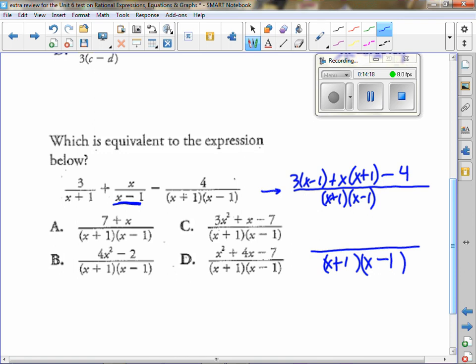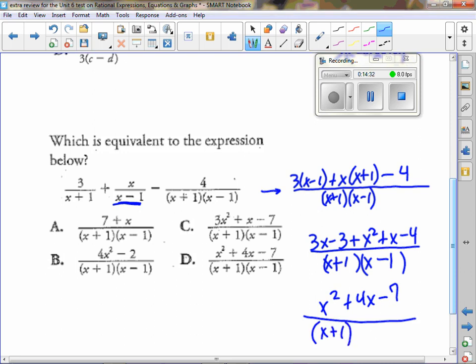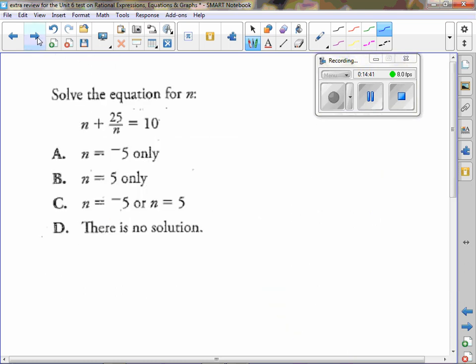In the numerator, I'm going to multiply that out. 3x minus 3 plus x squared plus x minus 4. So let's clean it up. We'll get x squared plus 4x minus 7 over x plus 1 and x minus 1. All right, so I think I noticed a match here with letter D. Okay, take a minute, write down this next equation. We're solving for n.